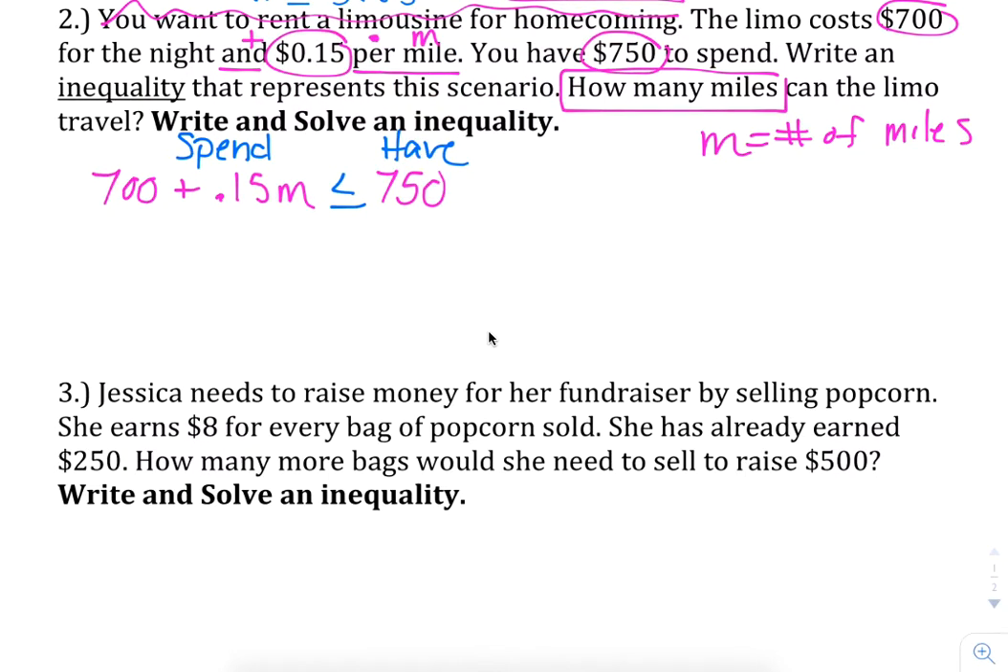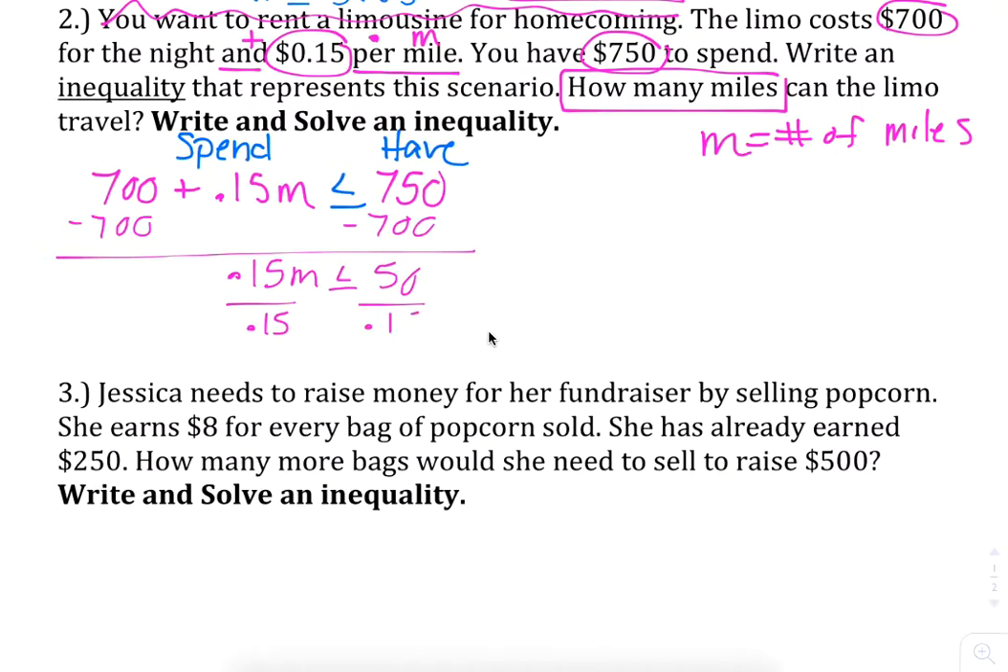So let's go ahead and solve this out. We're going to kick out our loner, minus 700. That's going to give us 0.15 M is less than or equal to 50. And then we're going to divide by 15 cents. So divide by 0.15, divide by 0.15. We get our next step, which is M has to be less than or equal to 333.33 miles.